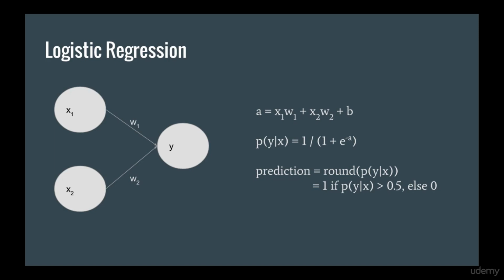For logistic regression, remember that what we do is, we have a weight corresponding to every input, and to get the output y, we multiply each input by its weight, sum them all together, add a bias term, and put it through a sigmoid. This gives us the probability that y equals 1. To make a prediction, we just round the probability.